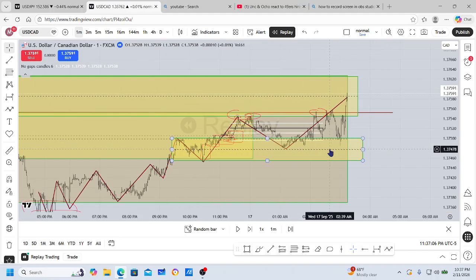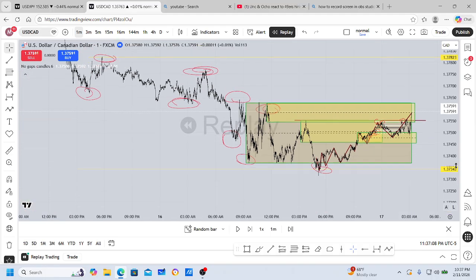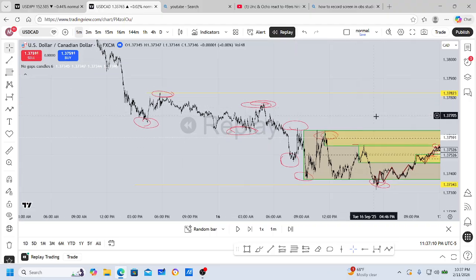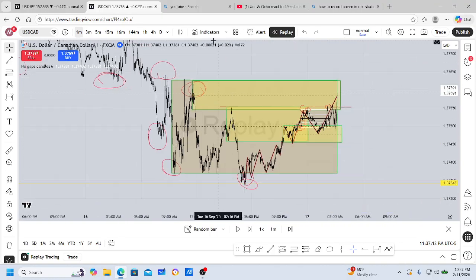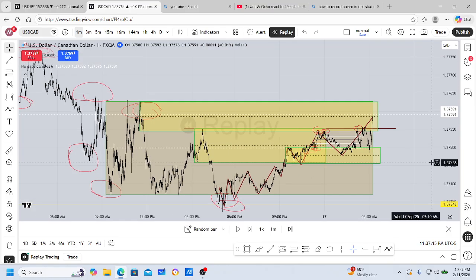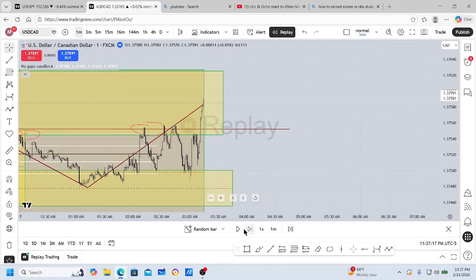So what do you think might happen? I don't know. We just need to keep in mind that there's still a higher range, you know what I mean? Still a higher range. So we'll go boom.